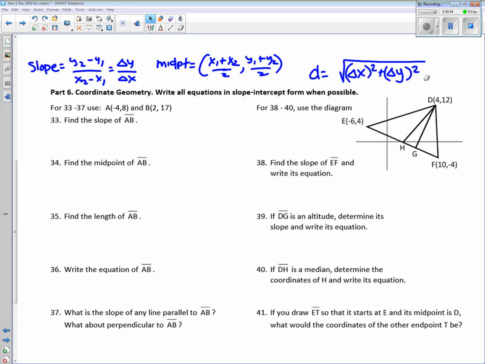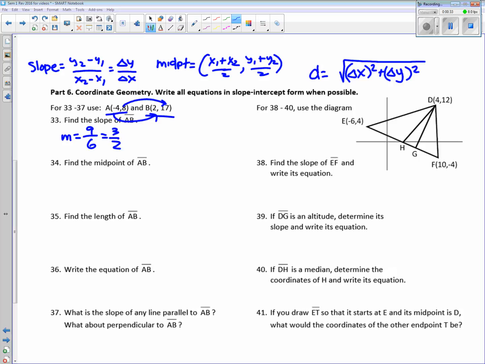All right, for this part, we got some coordinate geometry. So you can see what I wrote in blue is my slope formula, my midpoint formula, my distance formula. So the slope of AB, if it's passing through these points here, my change in y is going to go from -8 to 17, so that's going up 9. And my change in x goes from -4 to +2, so that's up 6. I want to reduce that to 3/2.